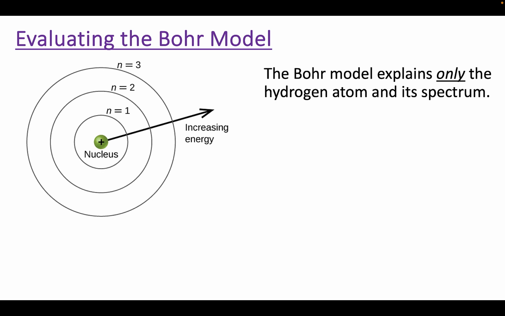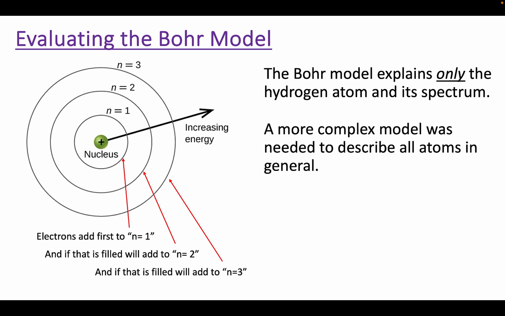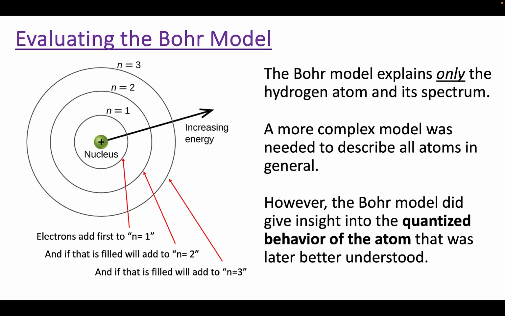If we have one electron, this works great, but if we have two electrons, then they would be interfering with each other, and this really doesn't take into account that interference. And with this model, we basically say the first electron would add to n equals 1, and then if that's full, we'll add to n equals 2, and if that's full, we'll add to n equals 3. But beyond hydrogen, there are many elements that have more than one electron, most elements in fact, and this Bohr model really breaks down. So we need a more complex model to describe all atoms in general, and we'll look at that very soon.